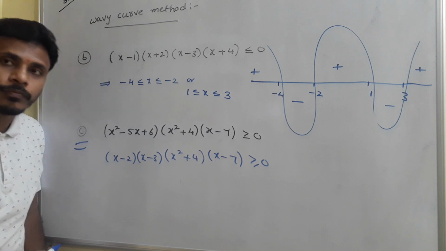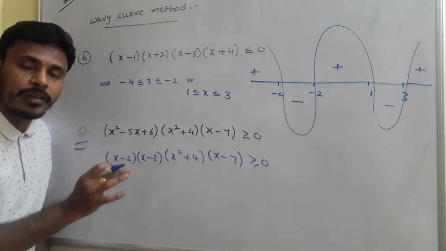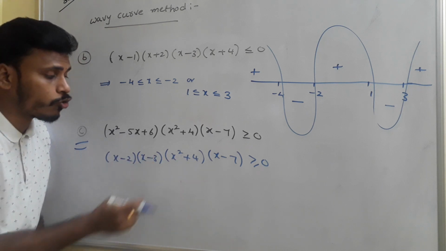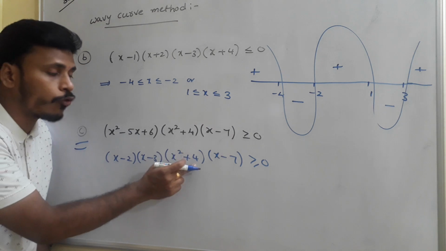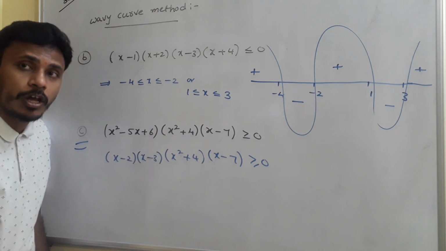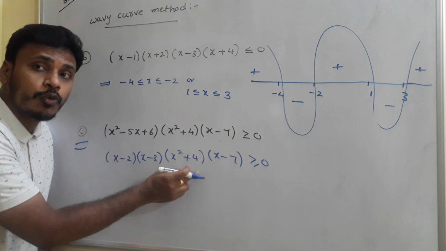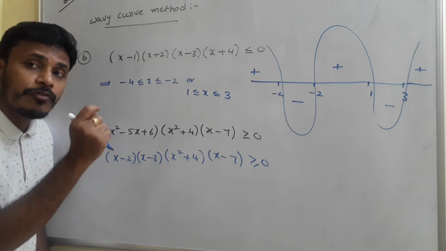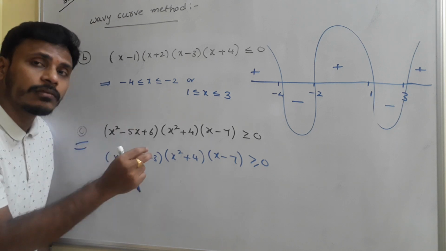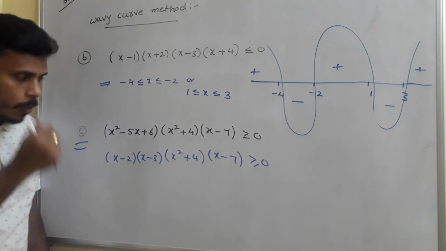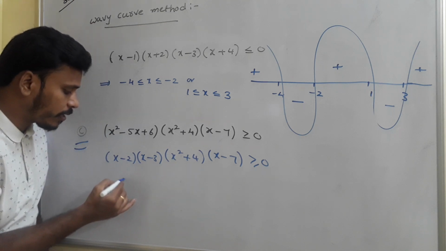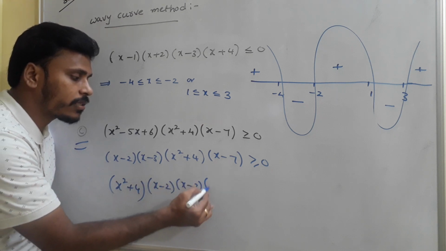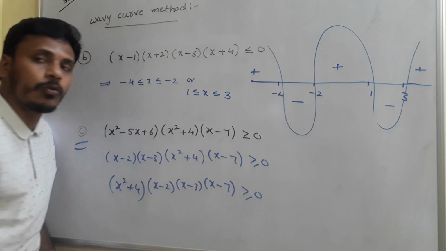This x square plus 4 has no real roots. We know that x square plus 4 is always positive, because x square is a perfect square, always nonnegative, and 4 is positive. Since x square plus 4 is always positive, we have a chance to send it to that side. If we have a positive quantity, then just neglect it, no problem. What I am saying is, this is nothing but (x square plus 4)(x minus 2)(x minus 3)(x minus 7) is greater than or equal to 0.